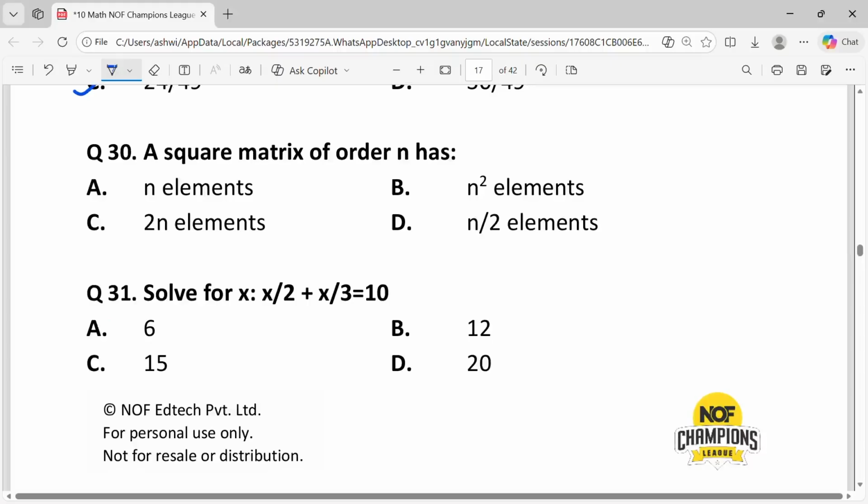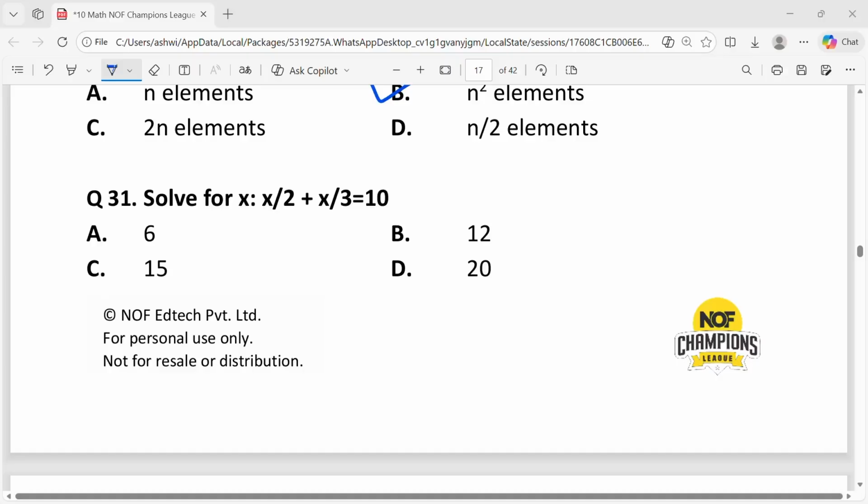Question 30. A square matrix of order n has option B, n square elements. A square matrix of order n has n rows and n columns. The total number of elements is the product of the number of rows into the number of columns, that is n into n, which is n square.